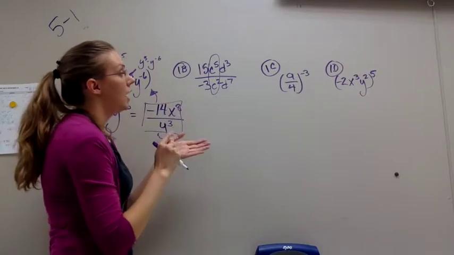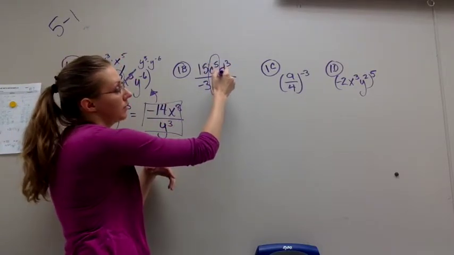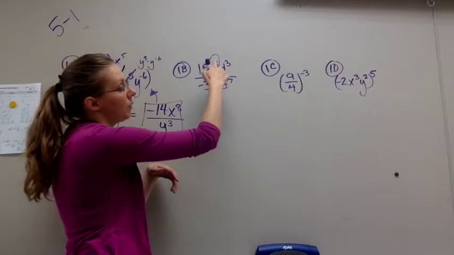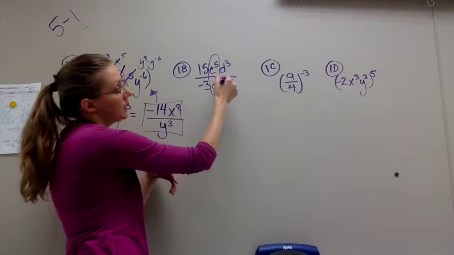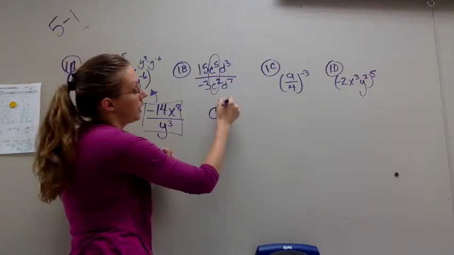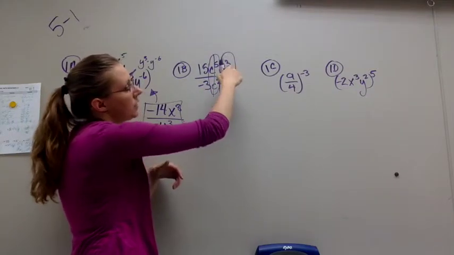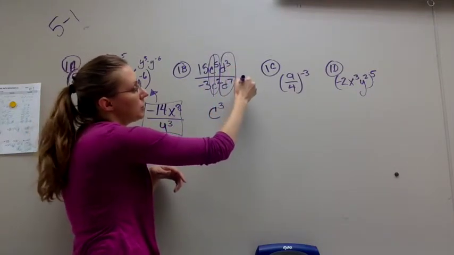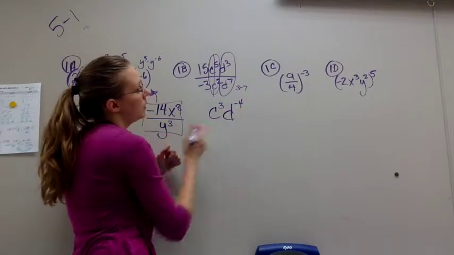In our quotient of powers, we found that we can do top subtract the bottom when we have a division problem. So c to the 5th power divided by c to the 2nd power simplifies to c to the 3rd power. So that's what I'm going to write as that simplified. I'm going to look at my d's. I have d to the 3rd and d to the 7th, so I must do 3 minus 7. So I'm going to have d to the negative 4th.